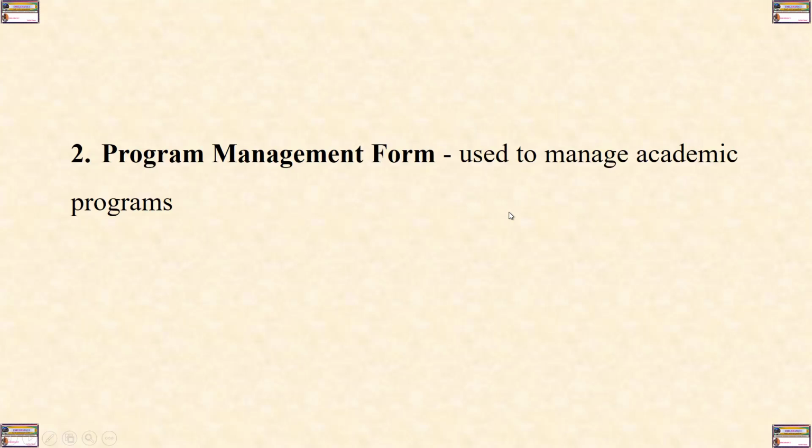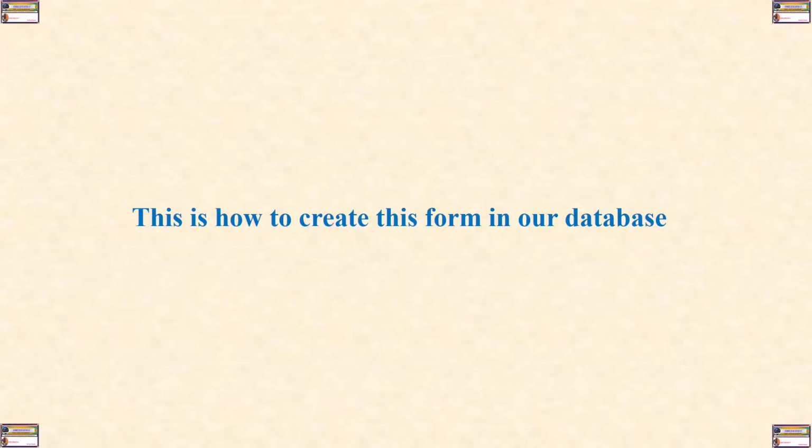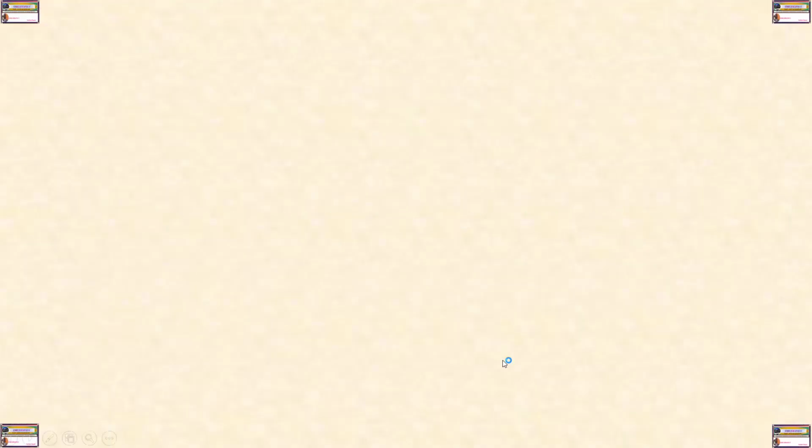The next form is the program management form. It will be used in our case to manage academic programs. The fields to include are program ID, program name, program fees, duration, and department. So the question is, which tables will provide these fields? Program management: program ID, program name, program fees, duration, and department. Now, these ones will come from the programs table. So let's go to our database.